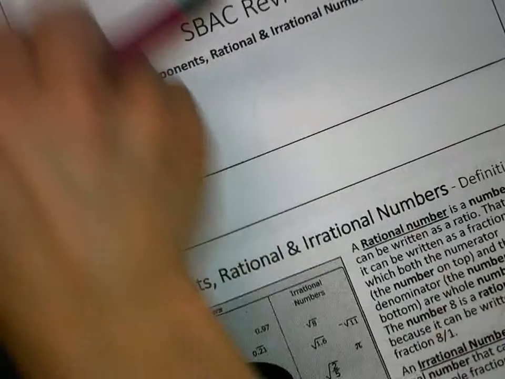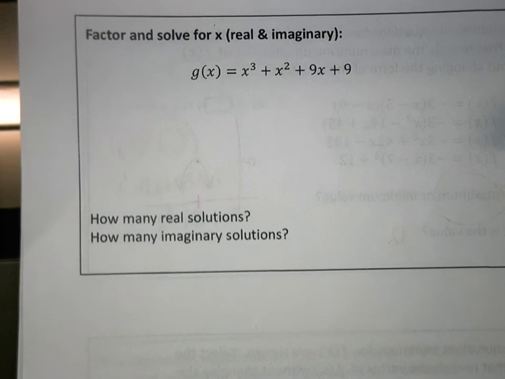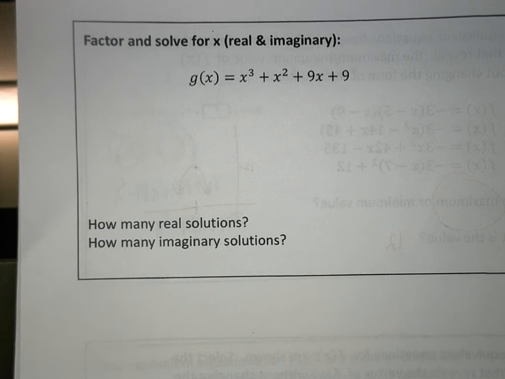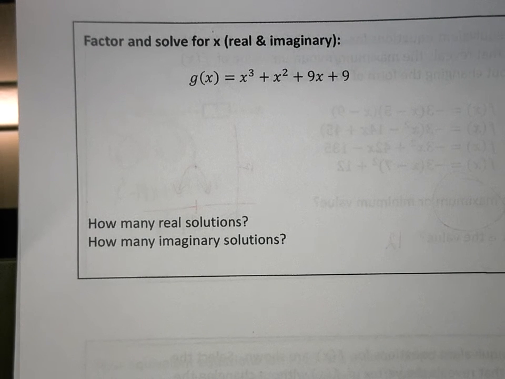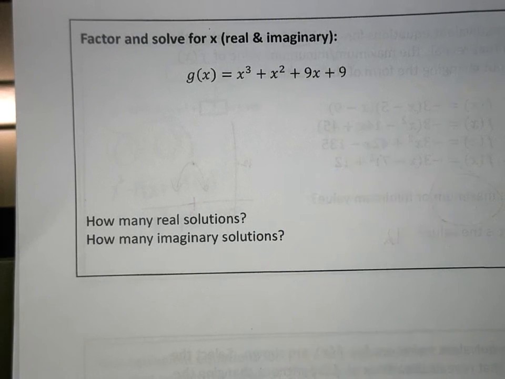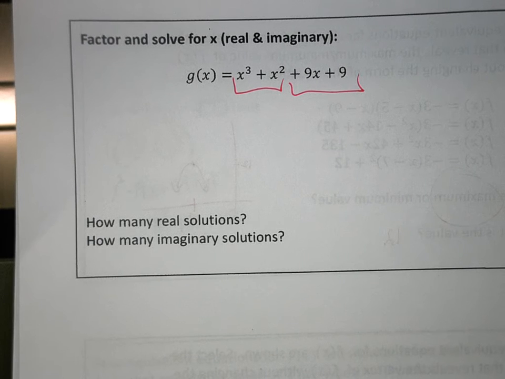And then our last one asks us to factor and solve for x, your real and imaginary values. Okay, what do we always check for first? GCF. Is there a GCF? No. So if you look through here, they don't all have x's, they don't all have 9's. So we just factor by grouping because I have 4 terms.